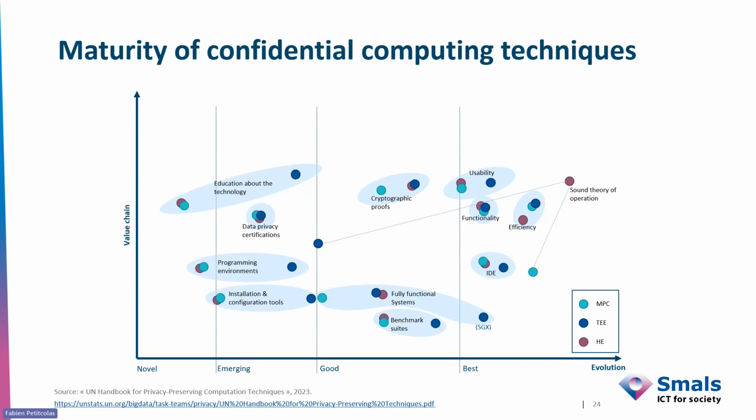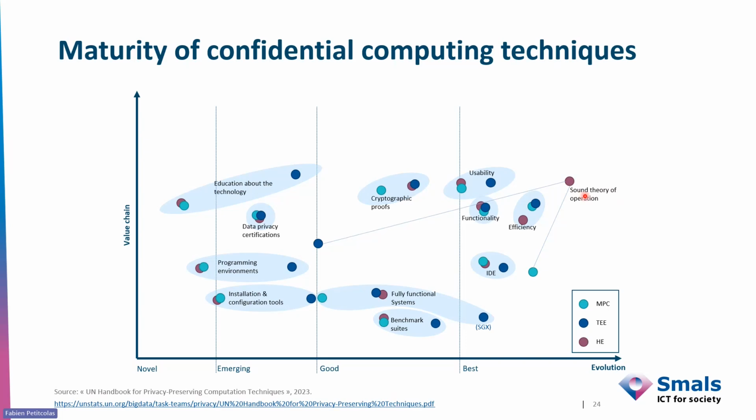On that graph here, you see on the x-axis the level of maturity. And the more you go to the right, the more mature is the technology. On the y-axis, it doesn't really matter. The report doesn't really explain what it means. And in fact, for the purpose of that illustration, we don't care. What's interesting here is that for all criteria, the trusted execution environment appears to be more mature than the two other techniques, except for one, which is having a sound theory of operation.